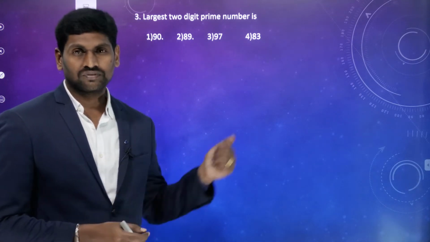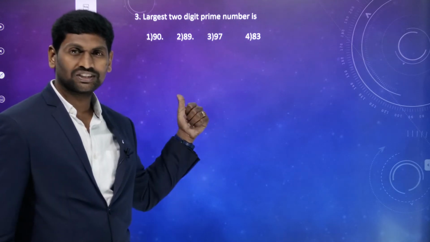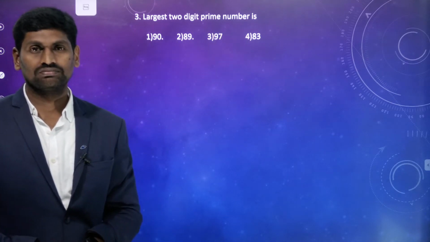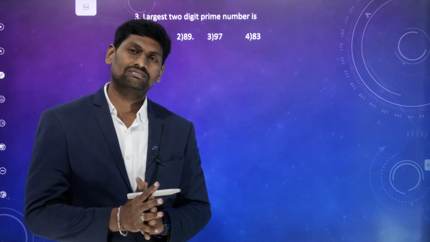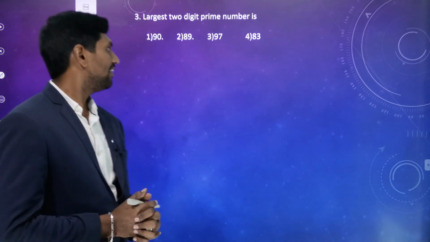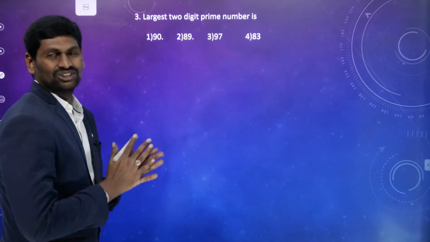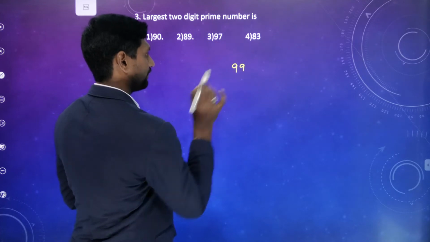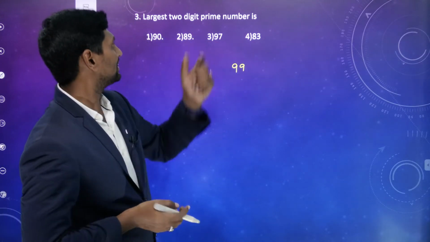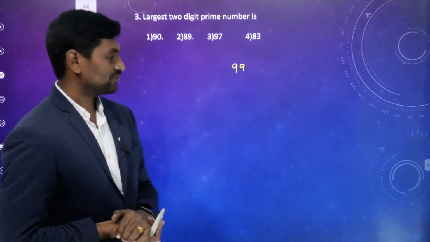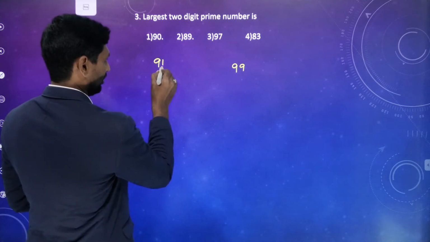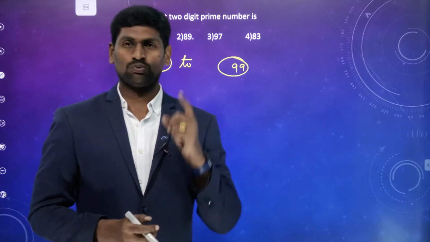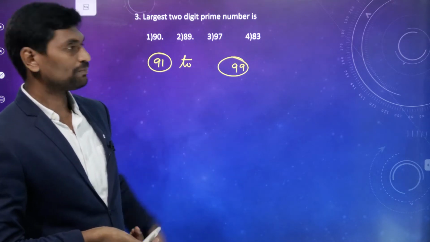Right. Find the answer for this. What is the question? Largest 2-digit prime number. Okay. So, what is the largest 2-digit number? 99. So, we want the largest 2-digit prime number. Let us check the primes between 91 and 99. There is only one prime number. According to your options, let us check.